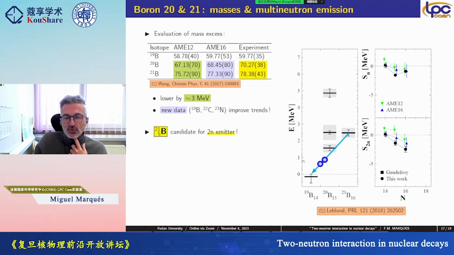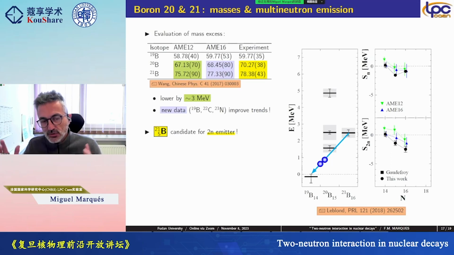So it was a candidate for what people call dineutron emission, because even if you have a sequential path available, it seems that the decay is always direct. But of course, boron-19 is very weakly bound.